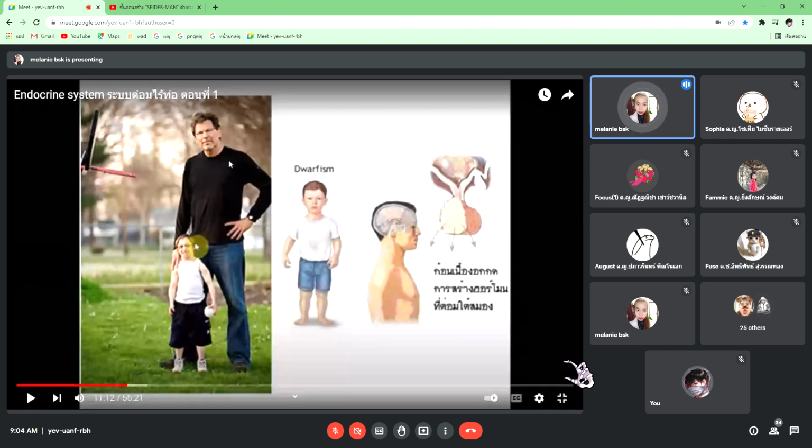Okay, so this is what I am telling you. This is the normal size. This is the normal height. Okay, so this is the normal height. You see this one? It's very small. Okay, this is the small size or what we call the dwarfism. Can you follow, children? Can you follow?